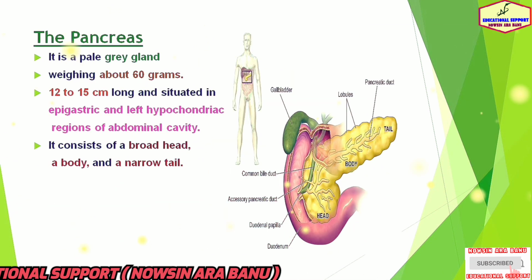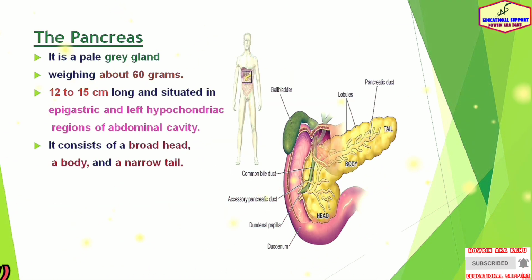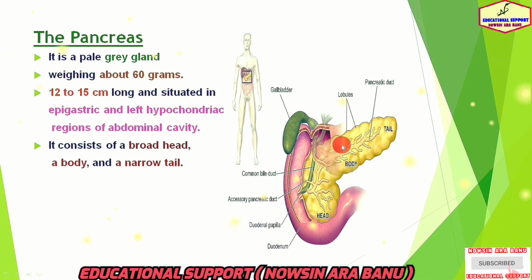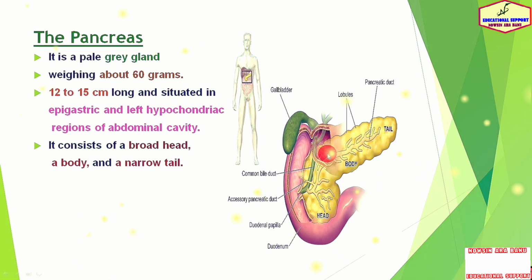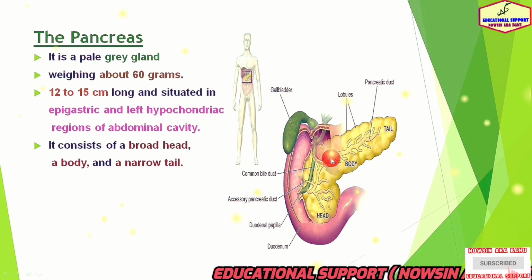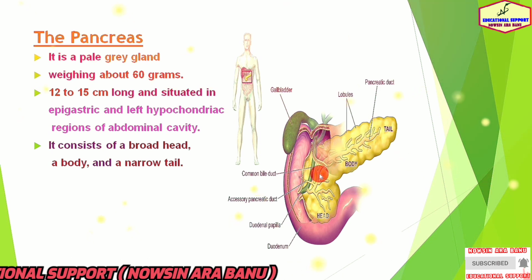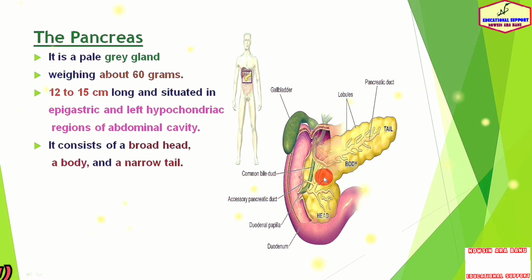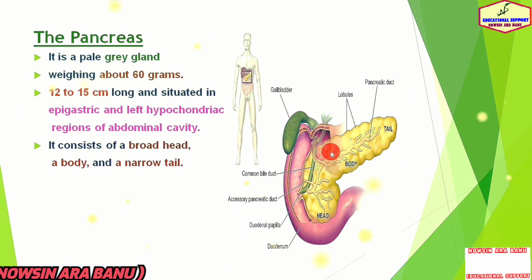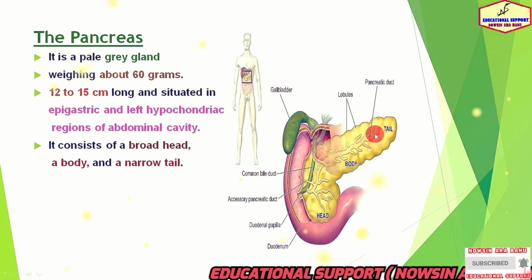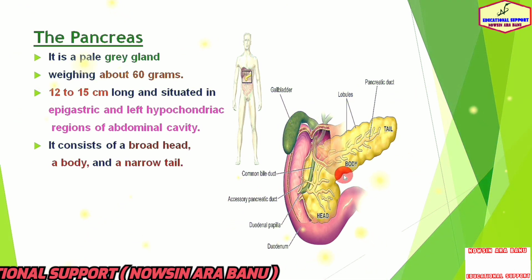Next is the pancreas. So what is the pancreas? The pancreas is a pale grey gland, about 60 grams and 12 to 15 centimeters long, and it is situated in the epigastric and left hypochondriac regions of the abdominal cavity. It consists of a broad head, a body, and a narrow tail portion. So this is a figure of the pancreas.